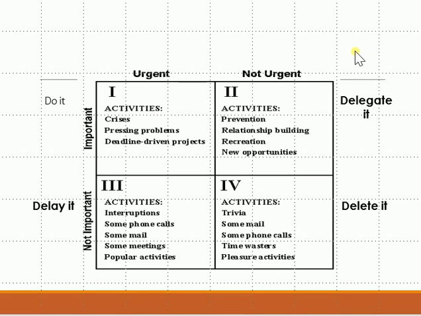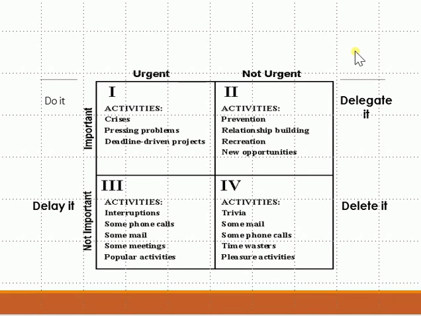And there are activities which are not important. So there are two types of activities. One are urgent and others are not urgent. And in the matter of urgency, there are certain activities which are important and which are not important. Those which are important and urgent, you have to complete as early as possible, like deadline driven projects. And which are not urgent, like recreation and relationship building, you can delegate them for later time.